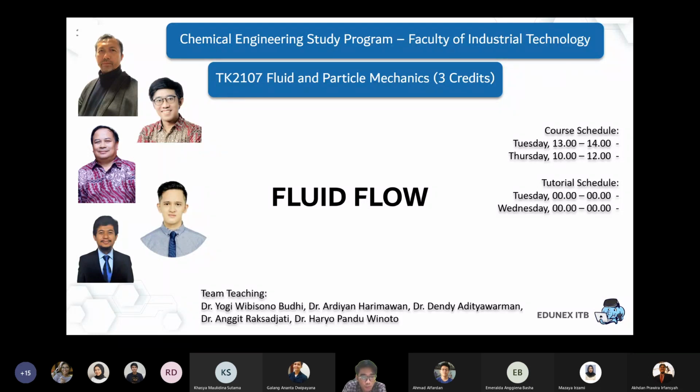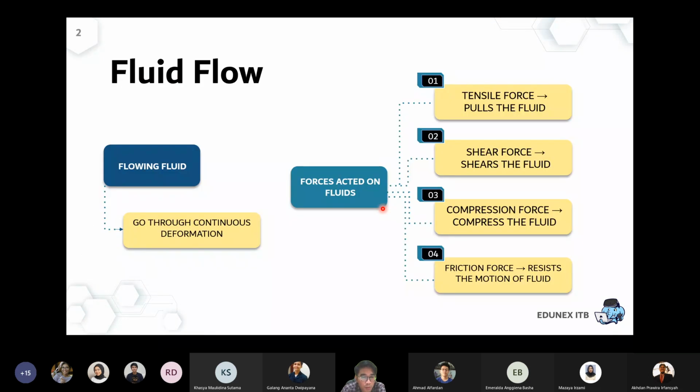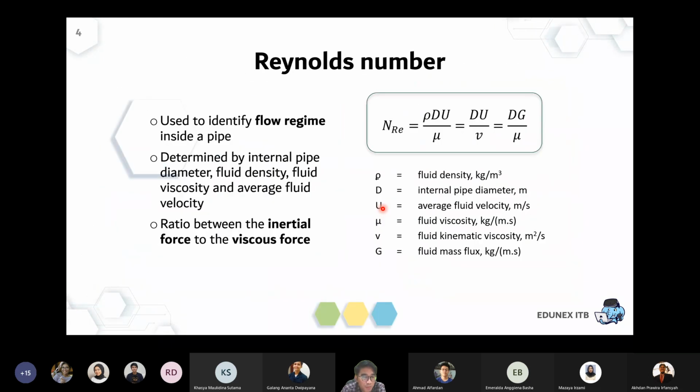Okay, good morning everyone. So today we will still continue our discussion about fluid flow, but maybe I'll try to recap what we have discussed previously. Please remember again the concept of Reynolds number and how to calculate the Reynolds number based on the information provided, because basically you need the value of fluid density, the pipe diameters, and then fluid velocity and the fluid viscosity.